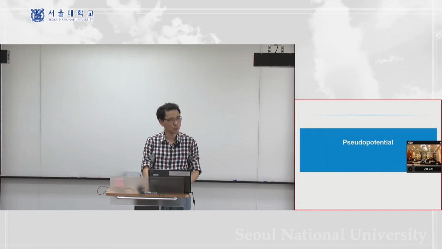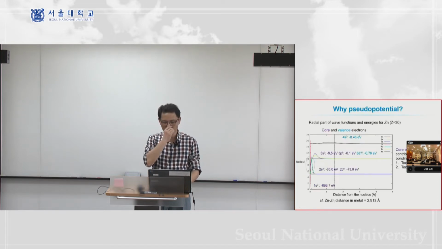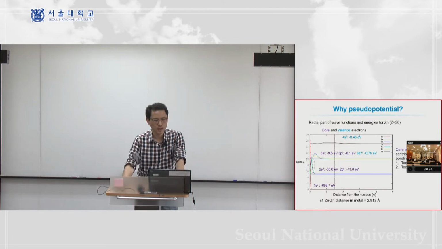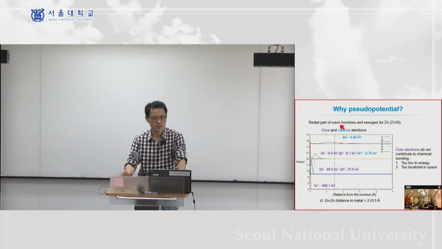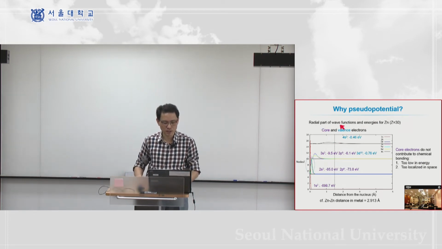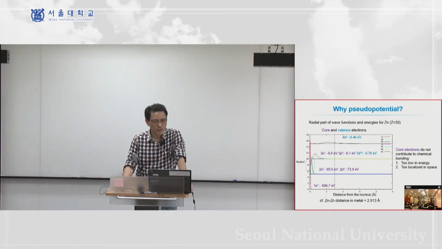So, let's move on to pseudopotentials. Why do we need pseudopotentials? This starts from an investigation of the atomic orbitals of each atom. This is the radial part of the wave function and energies for zinc. Zinc has the atomic number of 13, so there are 13 electrons in zinc, and this is the 1s orbital.